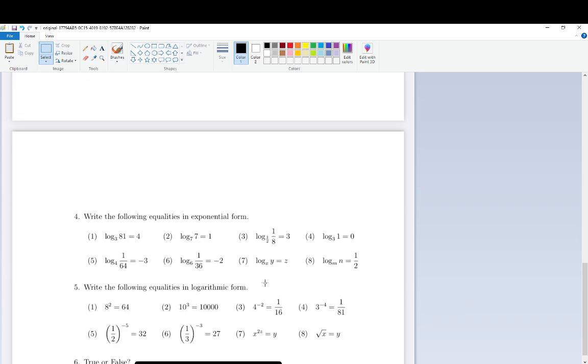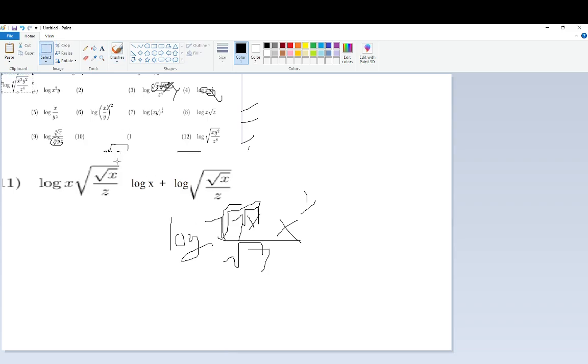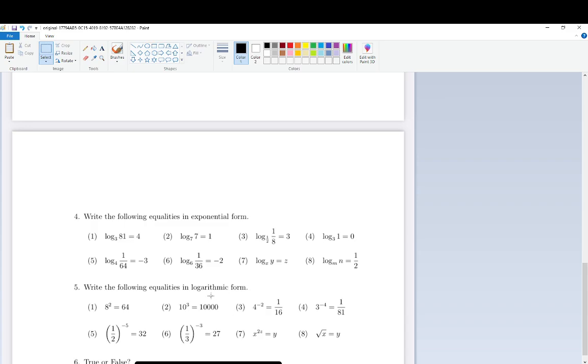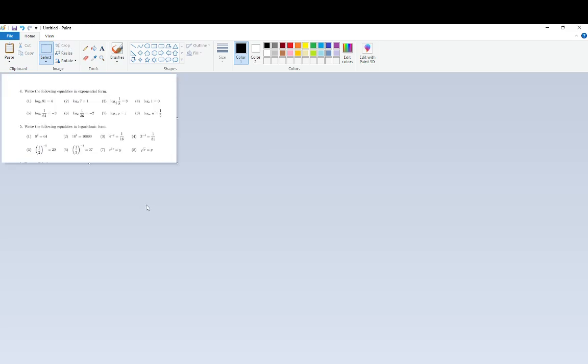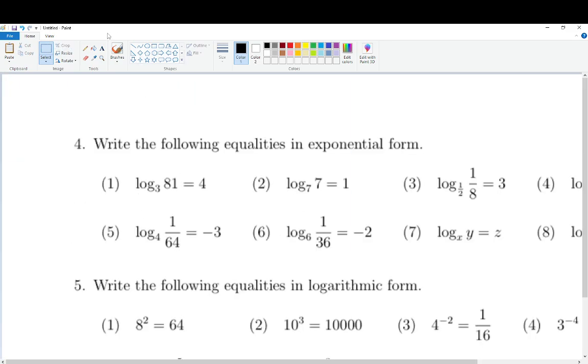Write the following equalities in exponential form. So again, it helps to understand what logs are actually measuring. Logs are simply rewriting an exponent. By the way, there's an order to these. These should have been done first before the transformations, but anyway, because these are the easy ones. Rewrite it. This is saying simply 3 to the power 4 is equal to 81. So in exponential form, it's 3 to the power 4 is equal to 81.